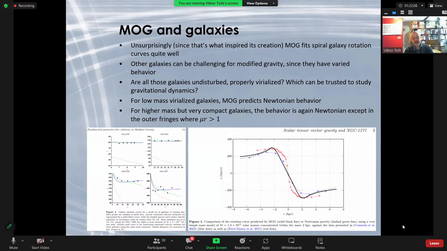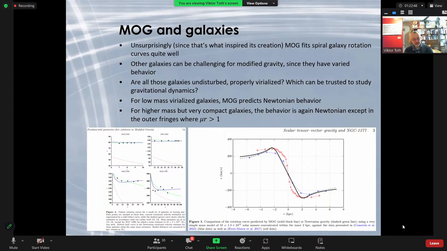On the scale of galaxies, MOG actually has some very, very robust predictions of rotation curves that agree with observational data. Here I included some slides from our published papers, including the famous NGC 1277, which is a massive galaxy but very compact. And because it is very compact, the range is so small the MOG behavior is still Newtonian in that regime, because it would only kick in at larger distances from the center of mass of that galaxy.